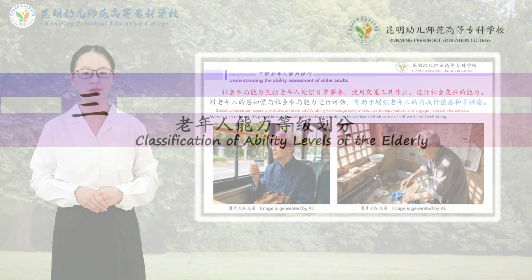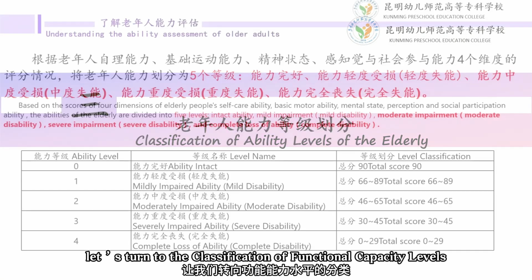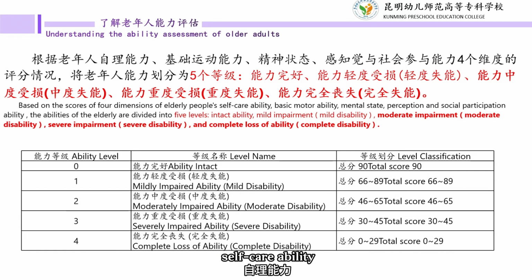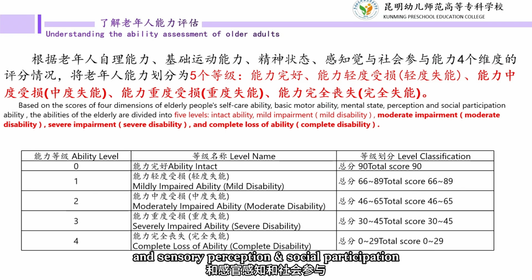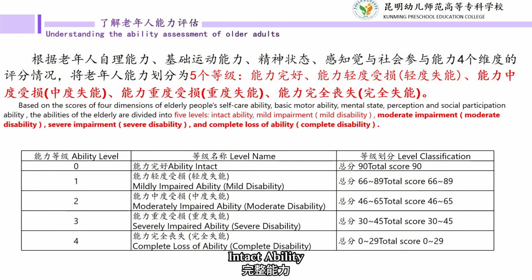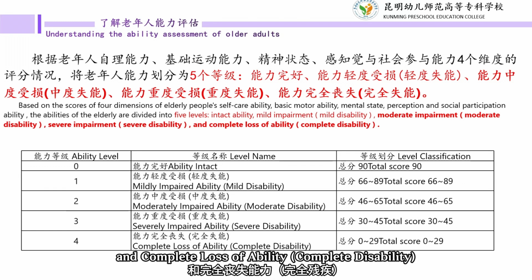Next, let's turn to the classification of functional capacity levels. Based on the assessment scores from the 4 dimensions of self-care ability, basic mobility, mental state, and sensory perception and social participation, the ability of older adults is classified into 5 levels: intact ability, mild impairment or mild disability, moderate impairment or moderate disability, severe impairment or severe disability, and complete loss of ability or complete disability.